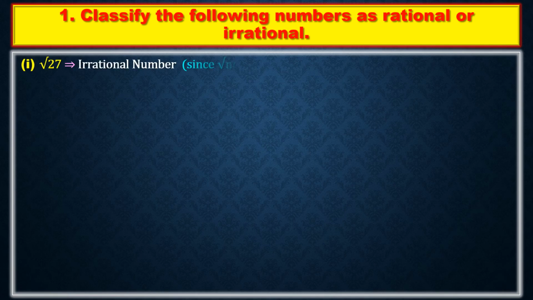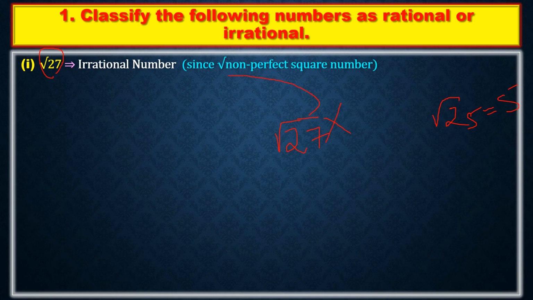First problem is root 27. Okay, so root 27 is an irrational number because it is a non-perfect square number. It is not a perfect square number. If root 25, it is 5, a perfect square number, so it is a rational number. But here root 27 is not a perfect square number. Under root, non-perfect square numbers are all irrational numbers. Okay, so let us go to the next one.